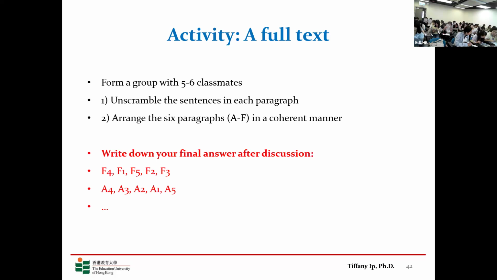I'll give you a tip. I heard many groups start with B1. Starting with B1 is not correct. Yeah, the first one is not B1.